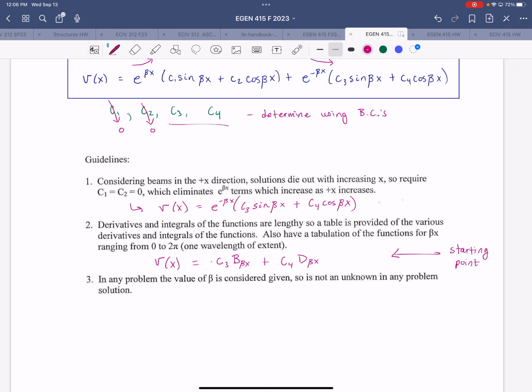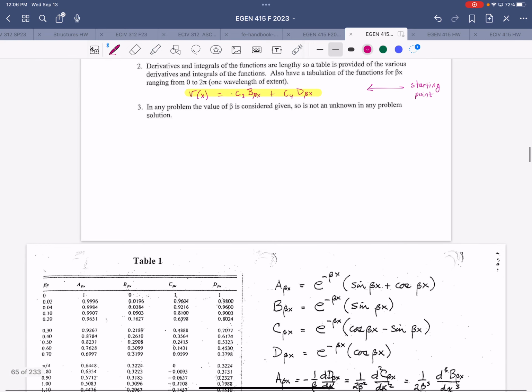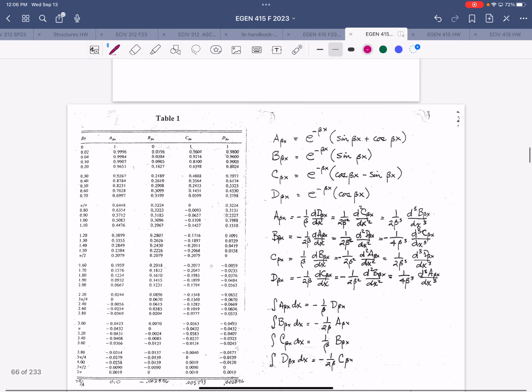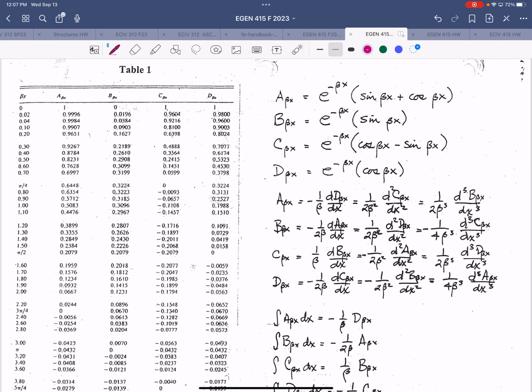And on the next page, we have the full definition of those terms. So we'll look at that. So here we have the table 1 on the left, and we're going to use this to find numerical solutions to these problems, or to get values is what I meant to say there.